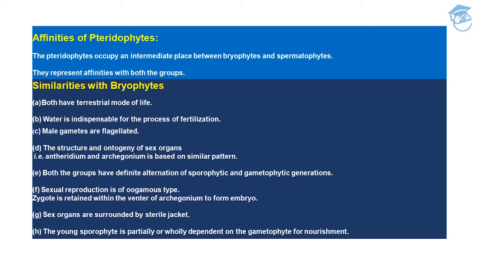Both the groups have definite alternation of sporophytic and gametophytic generation. That means alternation of life cycle takes place. Sexual reproduction is of oogamous type. Zygote is retained within the venter of archegonium to form embryo. Sex organs are surrounded by sterile jacket, and the young sporophyte is partially or wholly dependent on gametophyte for nourishment. So these are the similarities of pteridophytes with bryophytes.